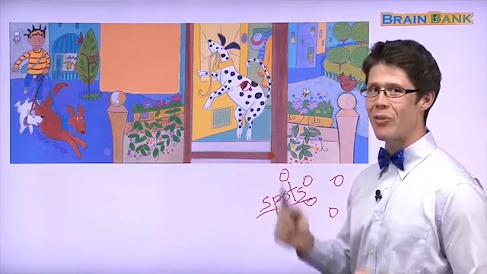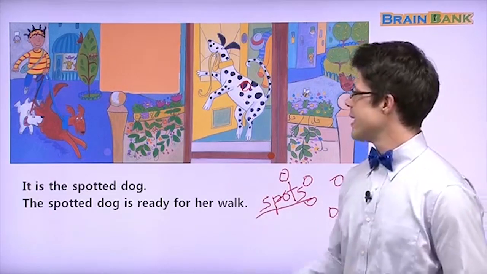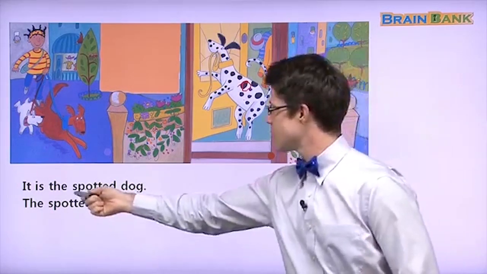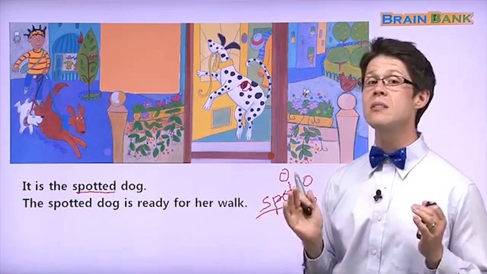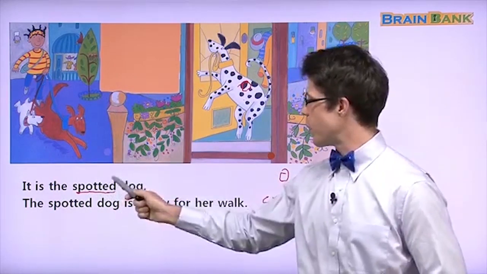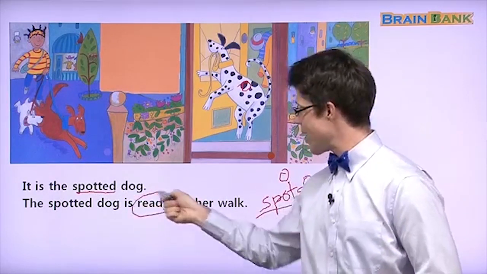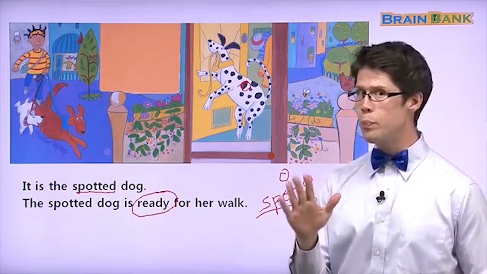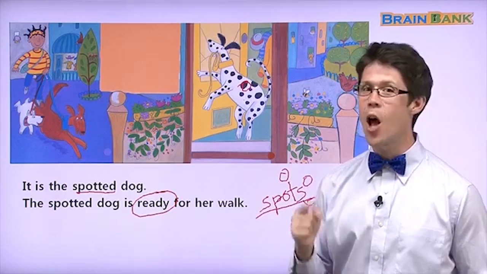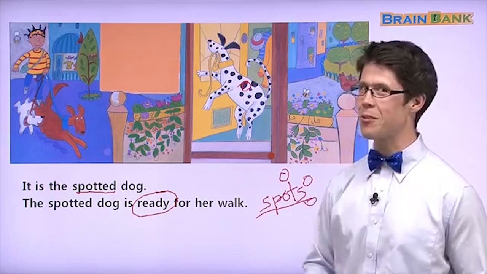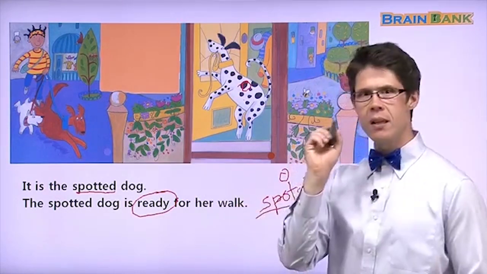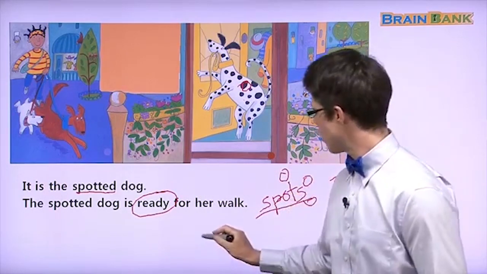Let's read about this dog. It is the spotted dog. Spot, 많으면 spotted. It is the spotted dog. The spotted dog is ready for her walk. 준비하면 영어 어떻게 해요? Ready. Wonderful. Very good. Now, spotted. Again, spotted means many spots. So, look at this.